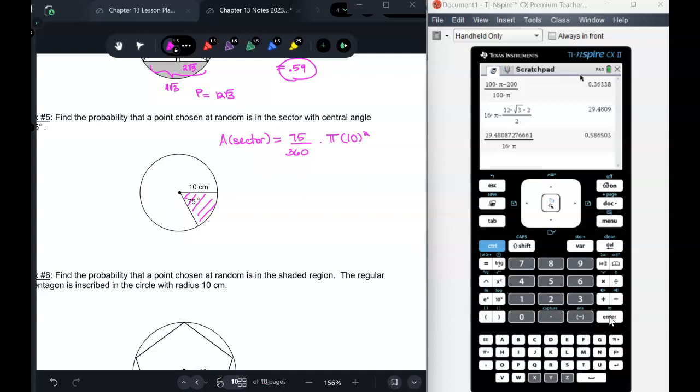Wait, I'm so confused. So I got here, and then, oh wait, what? Yeah, because you're supposed to divide by 16 pi somehow. It's the circle. Oh, Billy did this. That was fun.